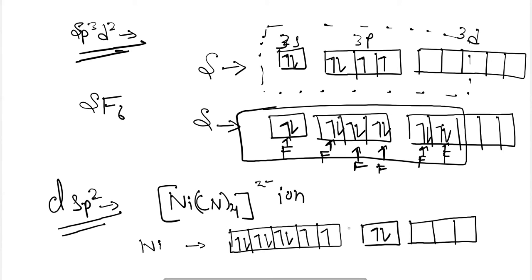The inner d orbital will collaborate here, and the third p orbital will not be taken. The p orbitals will not fully participate; only 2 orbitals from the 4p will participate, and the inner d orbital will participate in the hybridization, and hence this type of hybridization is termed inner d orbital hybridization. This type of hybridization is generally seen in complex compounds.